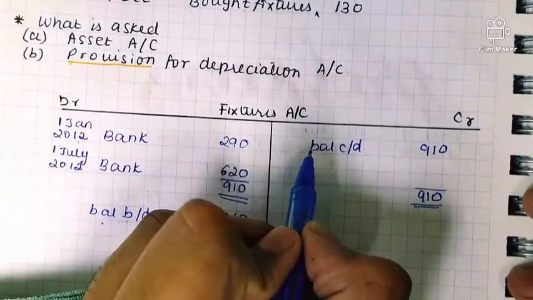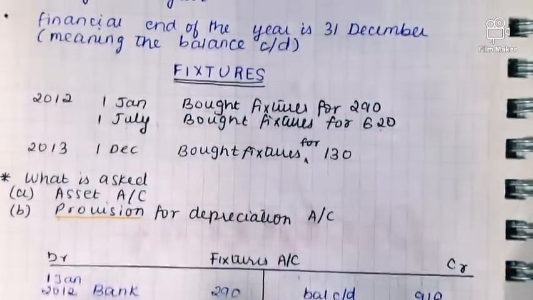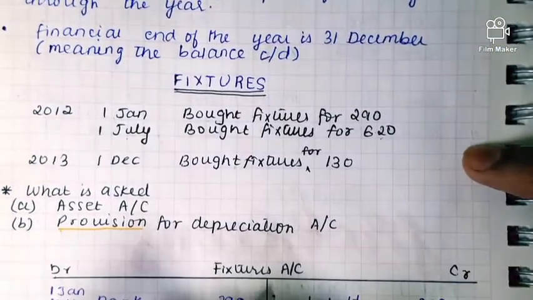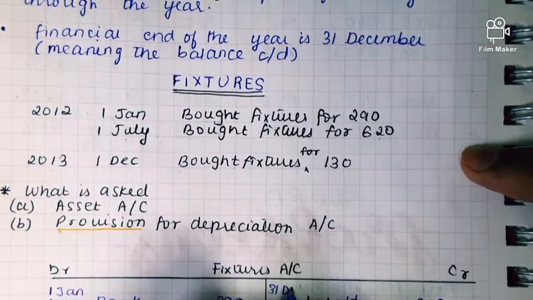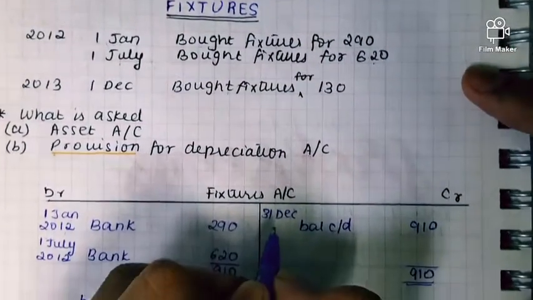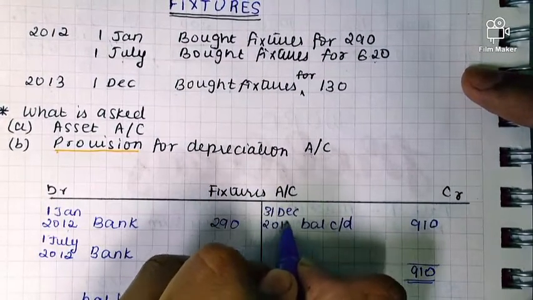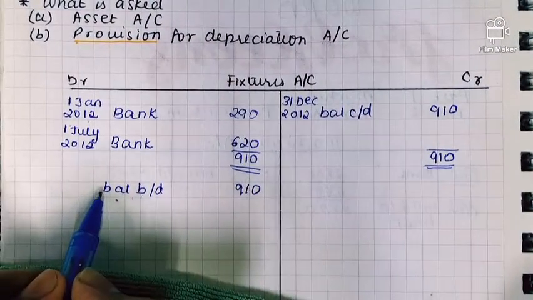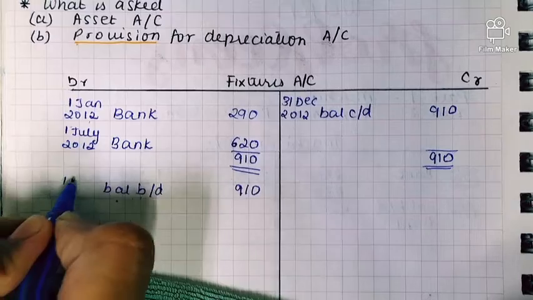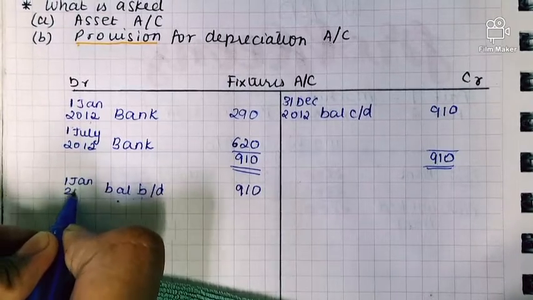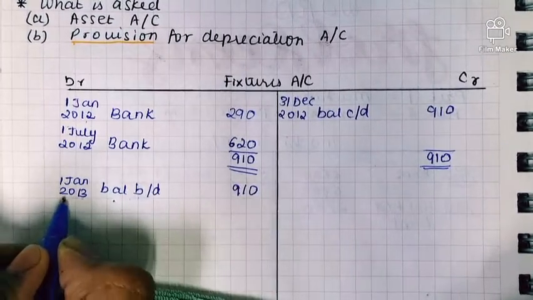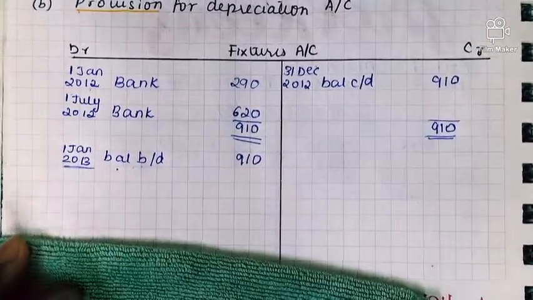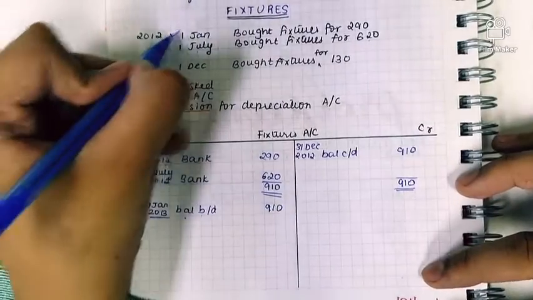Now what will be the date for balance carried down? Remember we discussed this date would be written for balance carried down. So let's just write 31st December 2012. This will be the date for balance carried down. And the date for balance brought down is 1st January 2013. Balance brought down will be the next year's date. So we are done with these two.